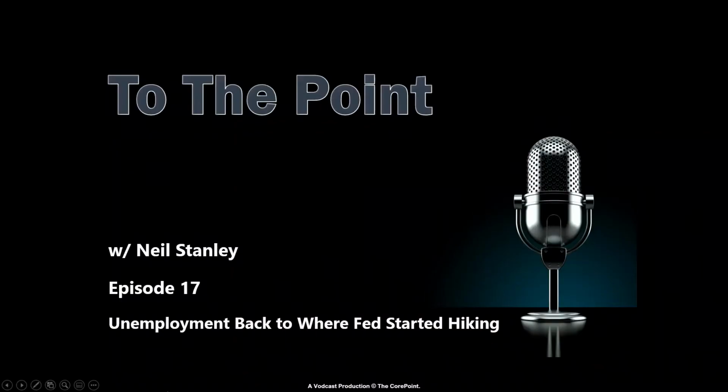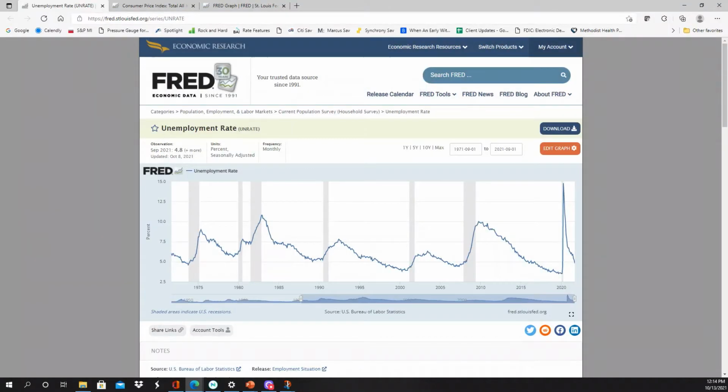So to help us set the stage for this, we're going to pull up data from the Federal Reserve economic data. We're going to look at the unemployment rate going back a ways, and we find that today unemployment is at 4.8%. Full employment means a low rate of unemployment.